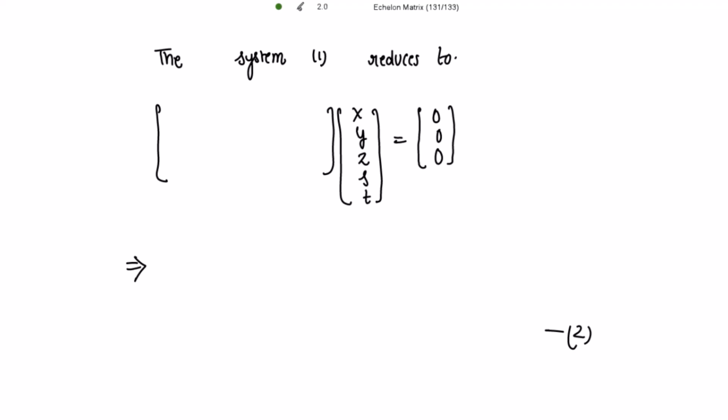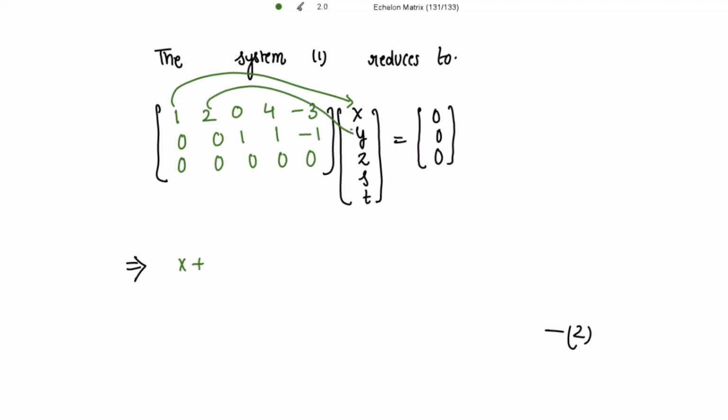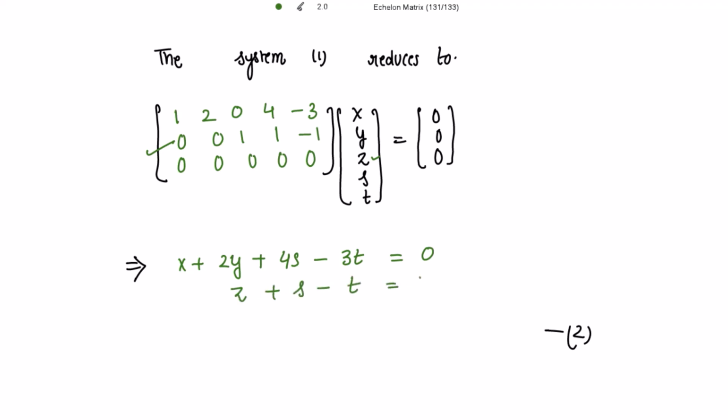So system 1 reduces to, just writing the reduced form matrix here. And now from this, we are getting the linear equations as, just multiply 1 with x, plus multiply 2 with y, plus 0 multiplied by z is 0, 4 multiplied by s is 4s, then -3 is multiplied with t, we get -3t equal to 0. Similarly, getting the second equation from this, we have z plus s minus t equal to 0.